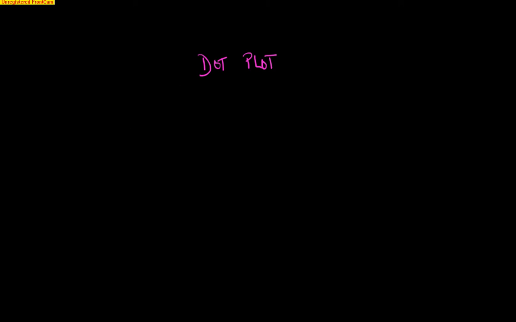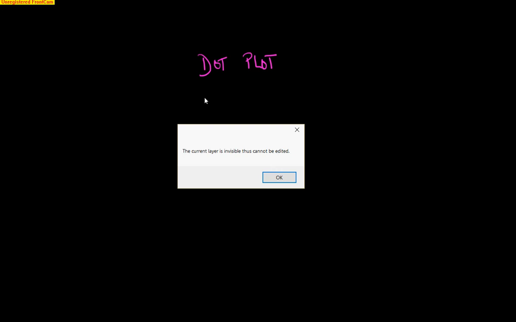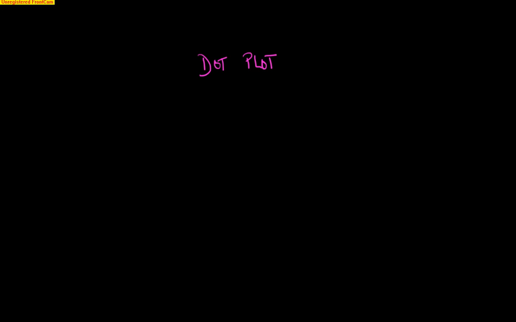Hi everyone. Here's a video on creating a dot plot. A dot plot is just a graphical representation of our data. It's one of many different types of graphs that we have, and so let's take a look at some data.